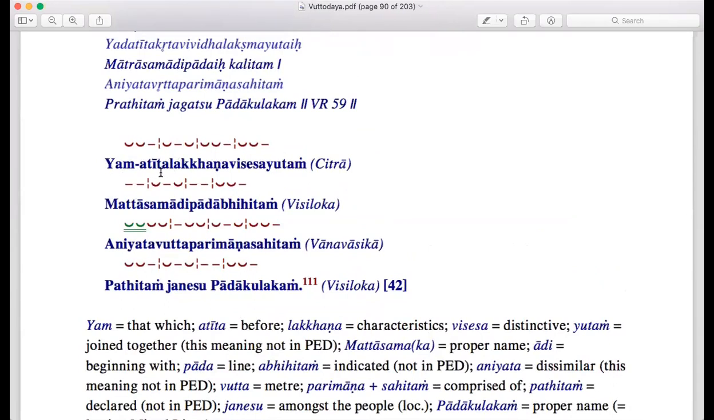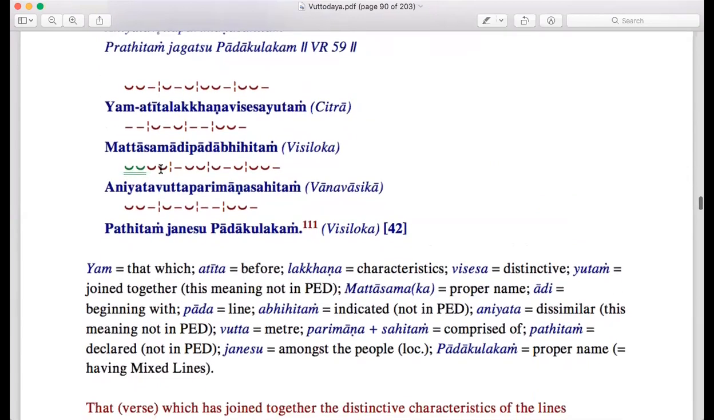Atita lakkana visesa means atita, the previous, so left behind, previous. Lakkana visesa, special characteristics. Yutang means like together with. So which verse is together with the previous characteristics? Matta samadhi, not actually a verse. Matta samadhi pada abhihitang.